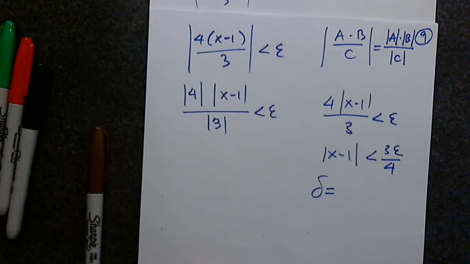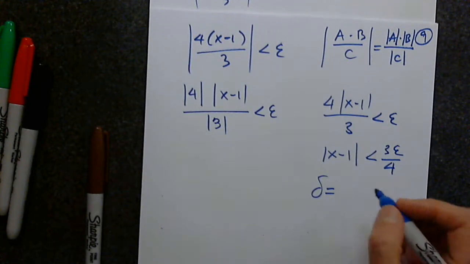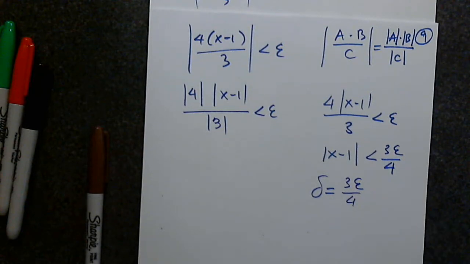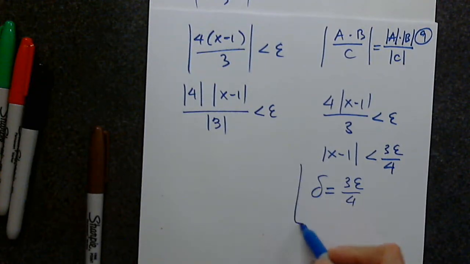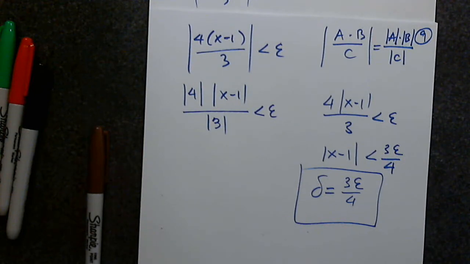Times 0.1, or 3/4 times 0.1. If I say for epsilon 0.001 times 3 over 4, so that's our delta. Why? Because the limit exists.